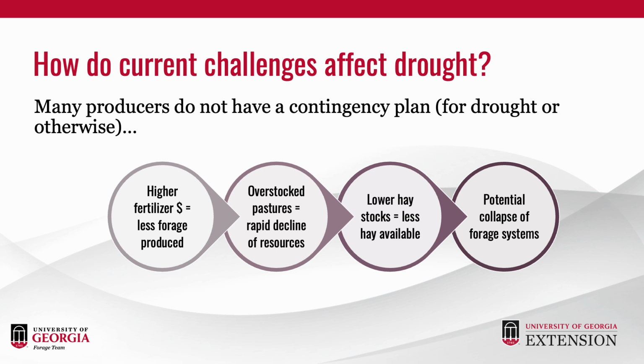If all of these factors start to create a domino effect, we can see a potential collapse of the forage system. So while the tactics that we discussed can seem very extreme if you are not currently in drought conditions, it is truly to help prevent the collapse of the forage system and protect that farm for the long term.